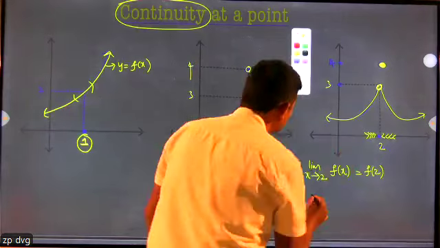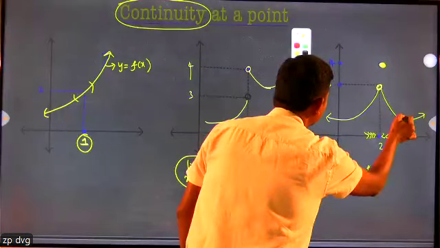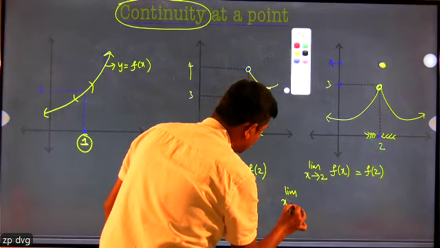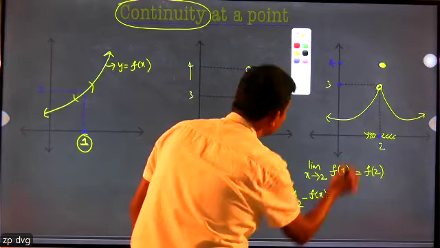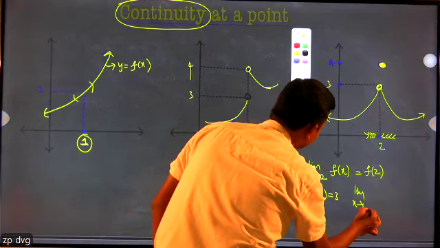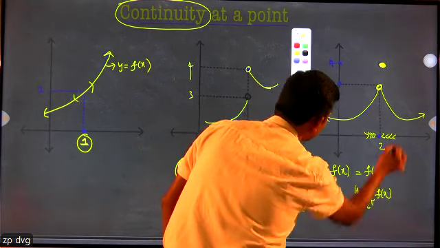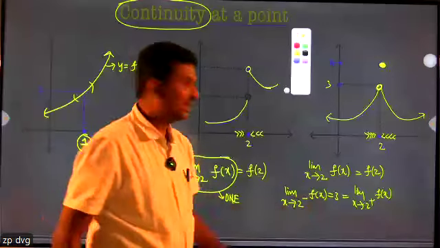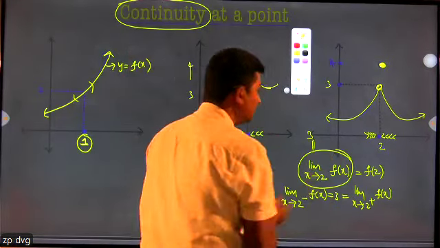For that, you just observe as x approaches 2 from left, the function approaches 3. As x approaches 2 from right, the function approaches 3. So what we say here is that the limit as x approaches 2 from left of f of x is 3, right? As x approaches 2 from right, the function approaches 3. That means the left hand limit is 3, right hand limit is 3. Here you came to know that this value is 3. Good, very good. This limit exists.